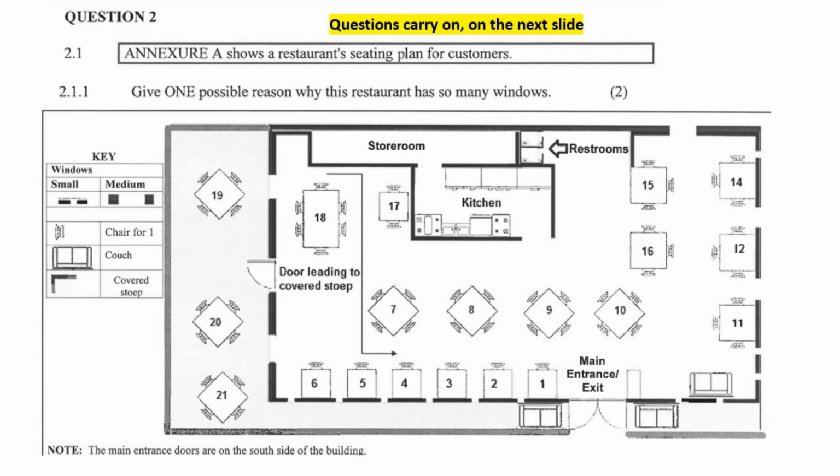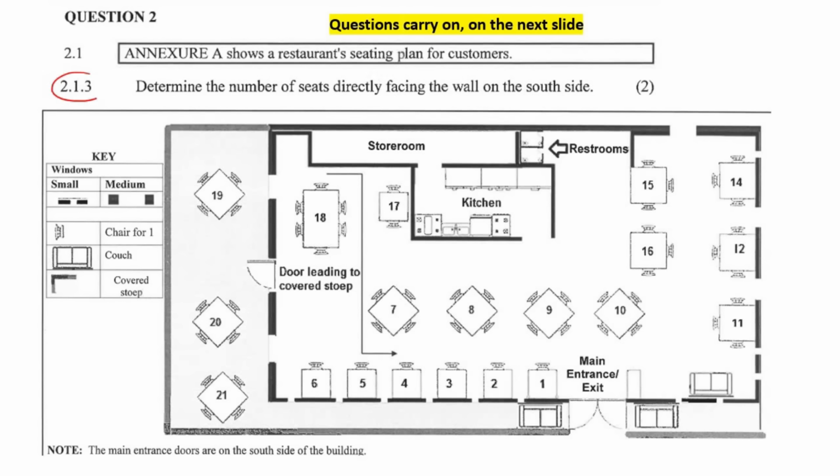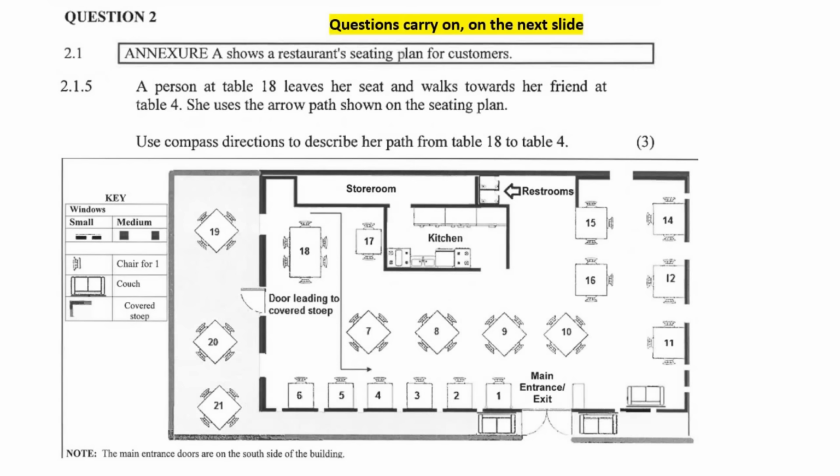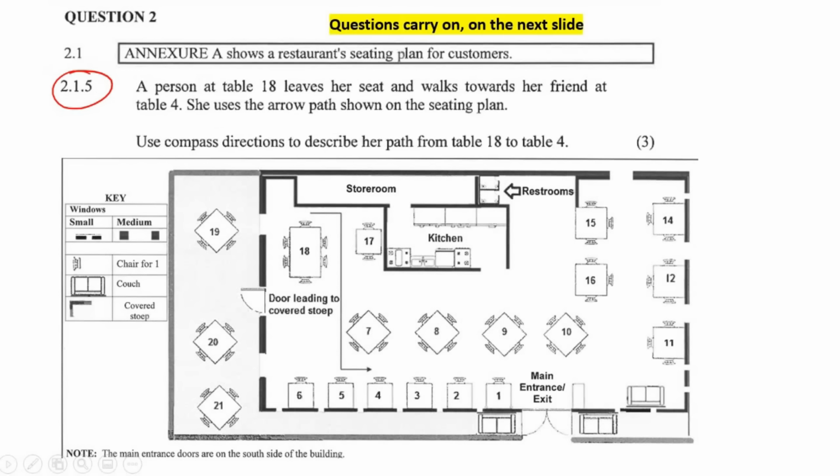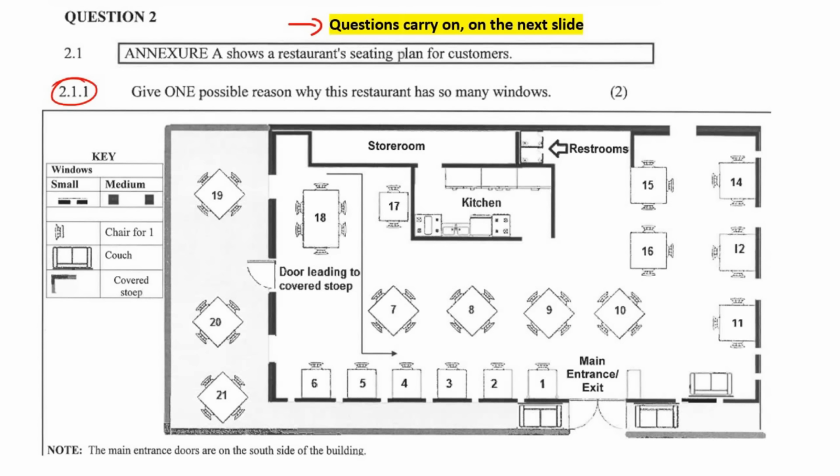With this question, the first thing I want to let you know is that the questions do carry on. So here's the first question, the next one, the next one, the next one, the next one, and then lastly. So there's 6 questions we're going to be looking at. So let's see what this is all about. It says Annexure A, which is this one, shows a restaurant seating plan. So we are looking at the view of a restaurant where people go to have food and whatever.